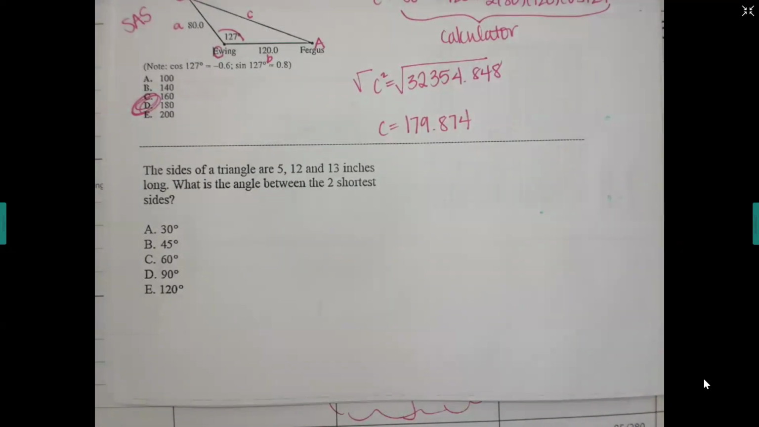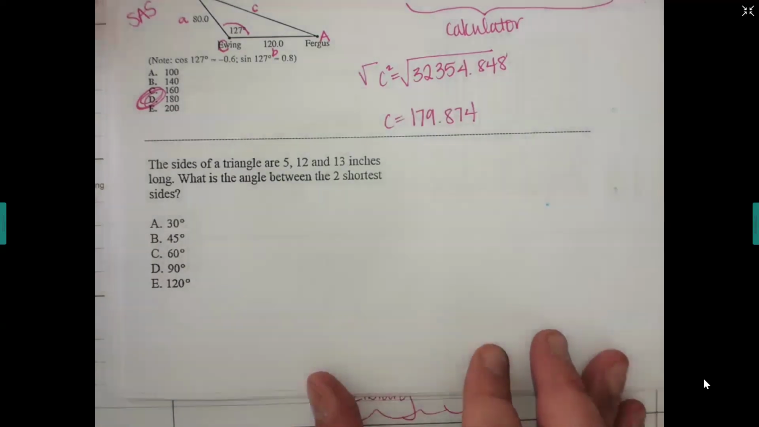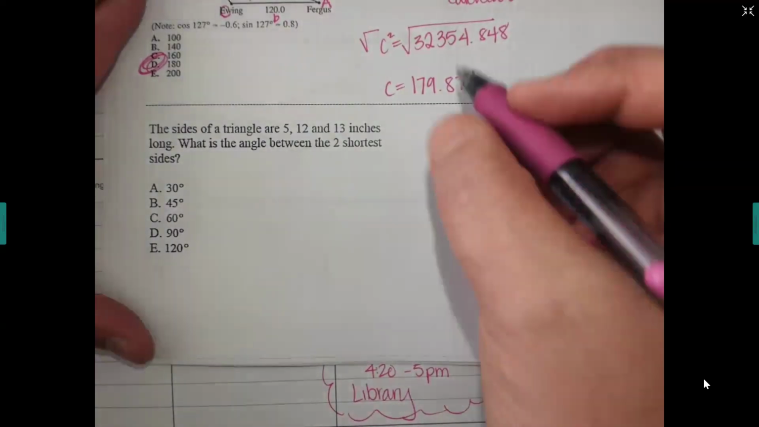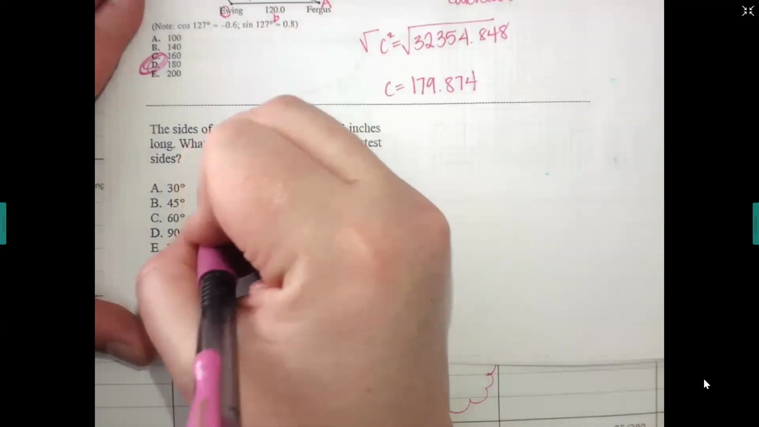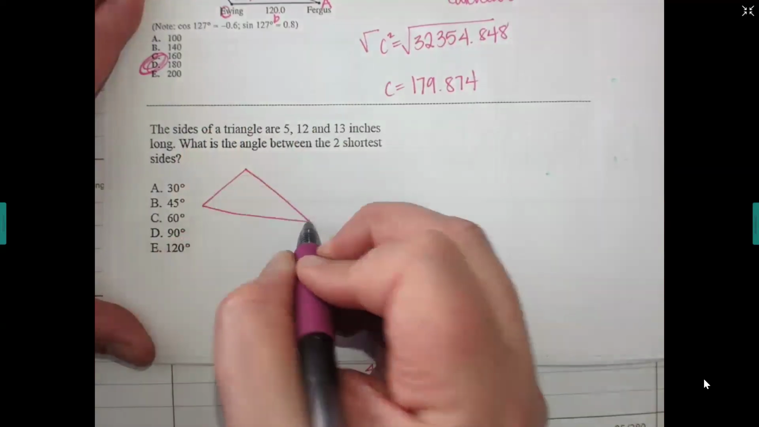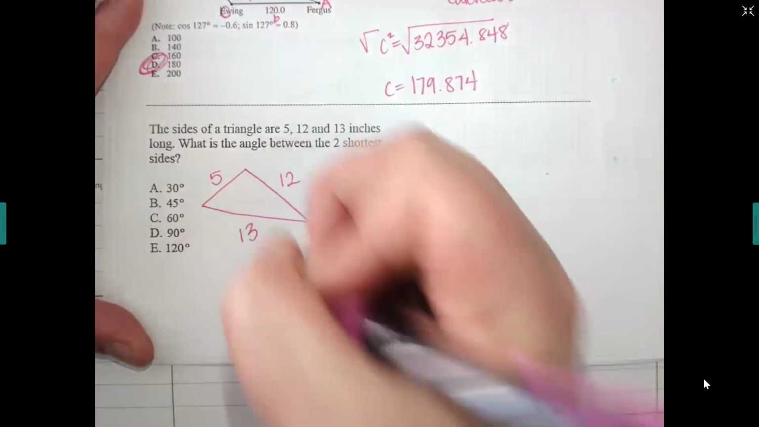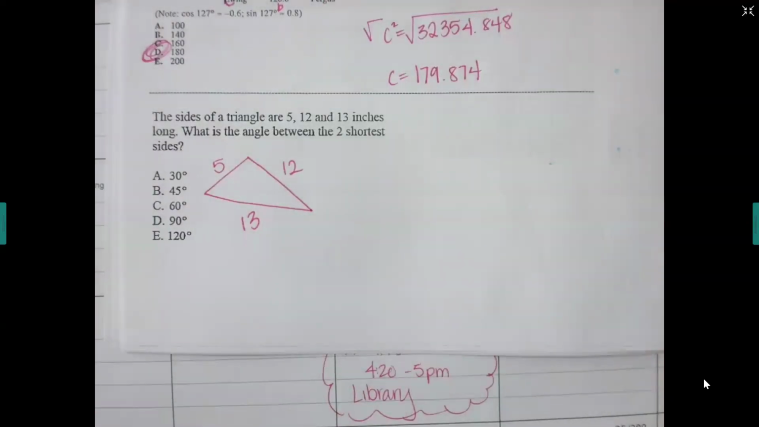All right, then the top and the bottom questions on this page are the slightly harder law of cosines. So why don't we do the bottom one and then hopefully you can do the top one. Last question for now. Okay, so it says the sides of a triangle are 5, 12, and 13. Draw yourself a triangle. So my short side is a 5, 12, 13. Okay, it says, what is the angle between the two shortest sides?